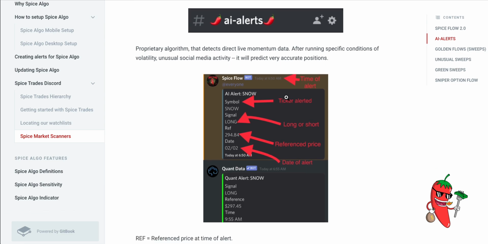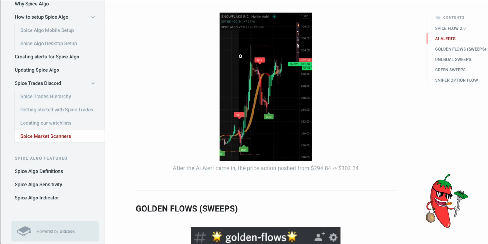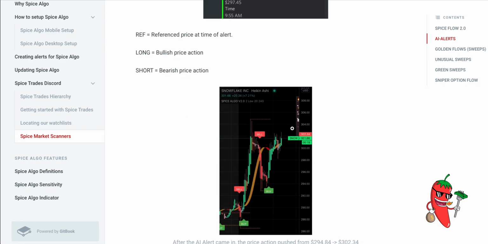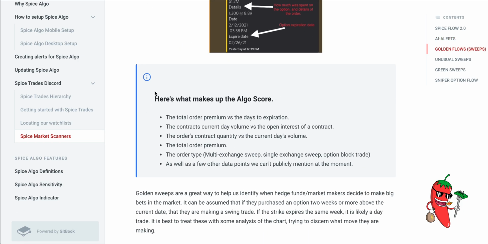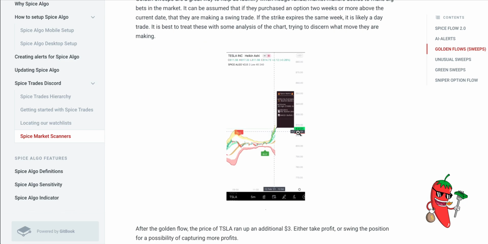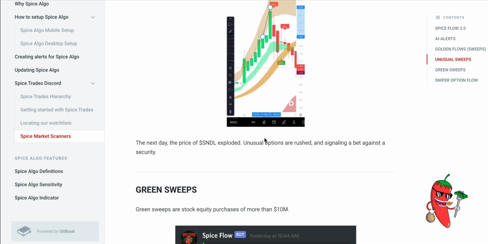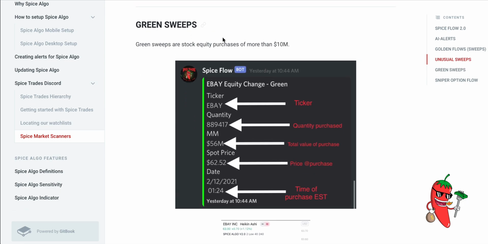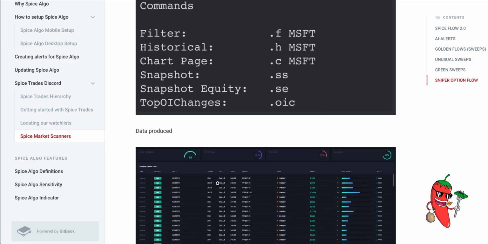I don't know if anyone noticed it, but I did break down what exactly an AI alert is, what each thing means, the referenced price, long meaning bullish, short meaning bearish, and an example of the price action after an alert came in. I even came up with the golden flows, what a sweep basically means, and some important stuff, because I feel like this is a big question. What makes up the algo score? I put everything on here. Everything should be up to date. Not everything, but some stuff is missing. But you get my point. There's some stuff on here that you could take a look at to understand, like what is a green sweep, what does all this stuff mean. It's all there now. So hopefully this helped.